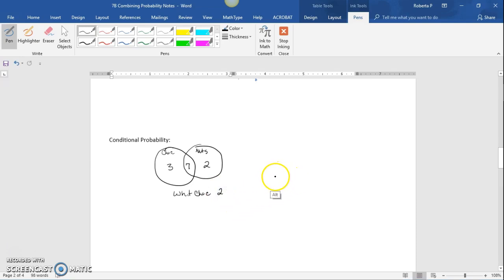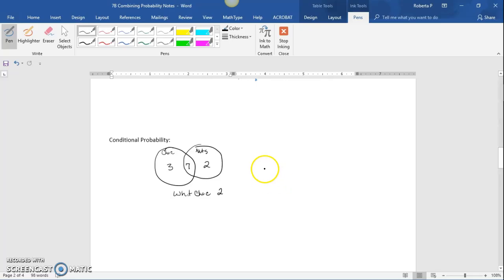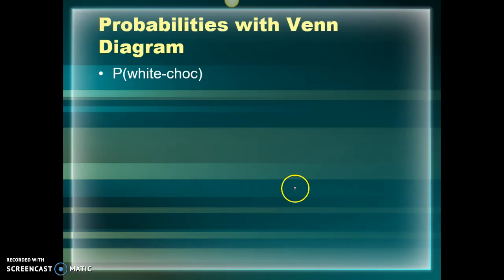So we want to look at what is the probability. We'll do two simple probabilities first. What's the probability of white chocolate? Well, there are 2 out of, you have 3 plus 7 plus 2 plus 2, so you have a total of 14 candy bars. That is without doing the conditional probability yet.